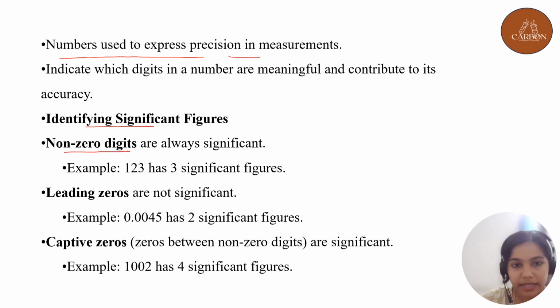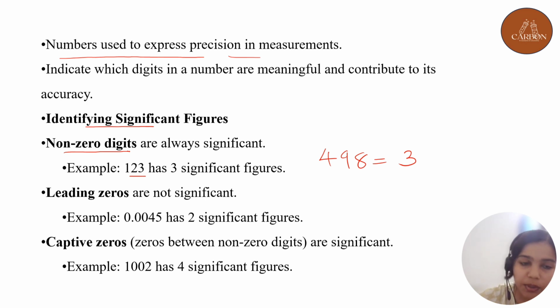Non-zero digits. Here the example is 123. It has no zeros, and these three numbers are significant. Likewise 4, 9, 8 are non-zero digits, so here also the number of significant figures is 3. I hope it's clear. It's very simple, right?